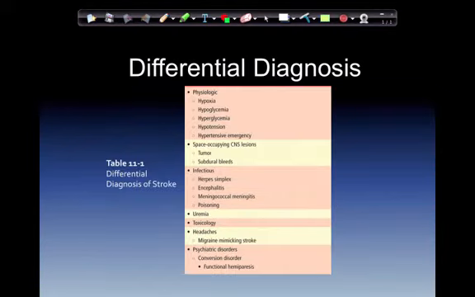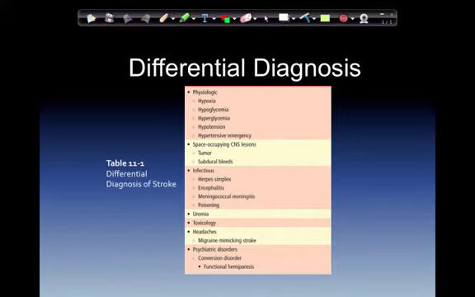Differential diagnosis for a stroke, things like hypoxia, hypoglycemia, hyperglycemia, hypotension, and hypertensive emergency, all will adjust how a person's mental status will be presented. Not enough oxygen, not enough glucose, too much glucose like DKA, hypotension, not enough blood pressure to perfuse their head, and then hypertensive emergency, too much pressure still doesn't allow for adequate perfusion of the cerebral tissues as well.